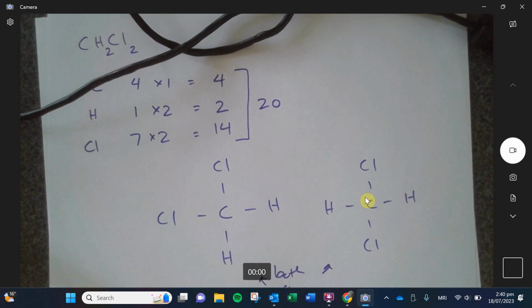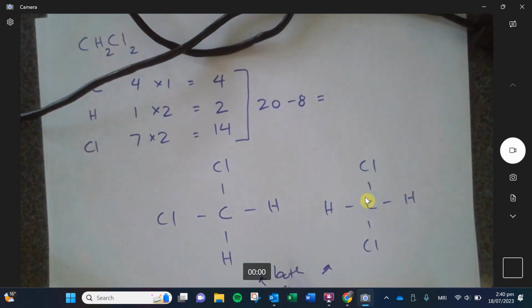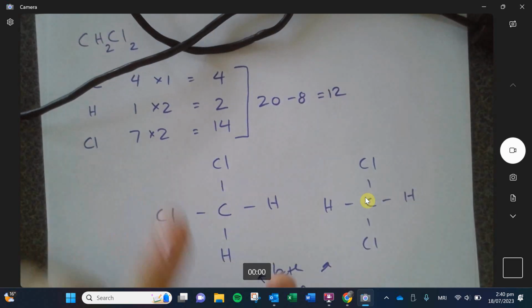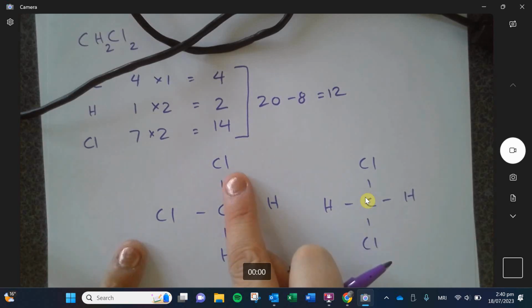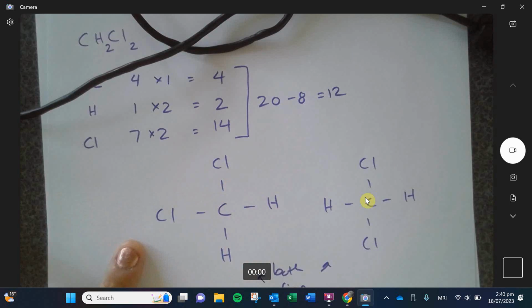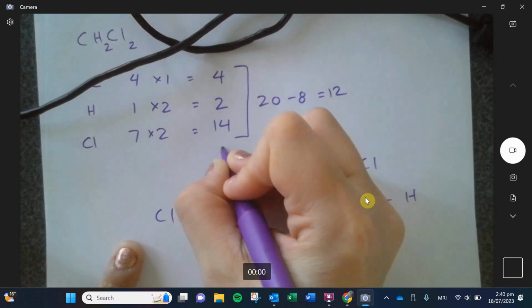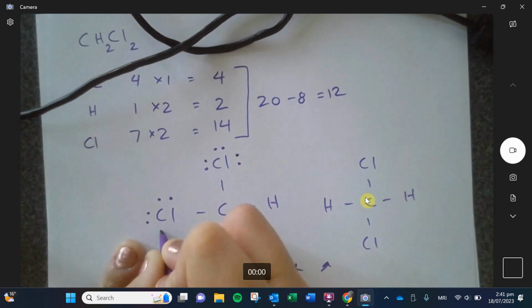All right. I have used up 2, 4, 6, 8 electrons, correct? So if I subtract away 8, how many do I have left? 12. All right. We are working outside going in. Are the hydrogens fine? Yep, because they already have 2. Are the chlorines fine? No, because they need 8. So we start placing them on the outside atom, and then if there's any left over, then I put it on the carbon. So 1, 2, 3, 4, 5, 6, 7, 8, 9, 10, 11, 12.